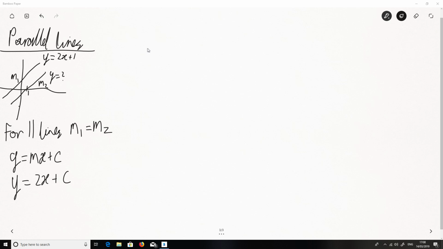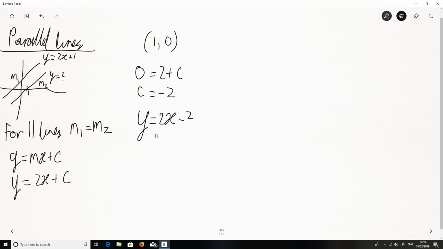So now all we need to do to finish finding the equation of this parallel line is to substitute a point in. So we know from the graph that the point (1, 0) is crossed by this line. So we just substitute this into the equation. So 0 equals 2 plus c. So we know that c is therefore minus 2. So overall, our equation for this parallel line is y equals 2x minus 2.